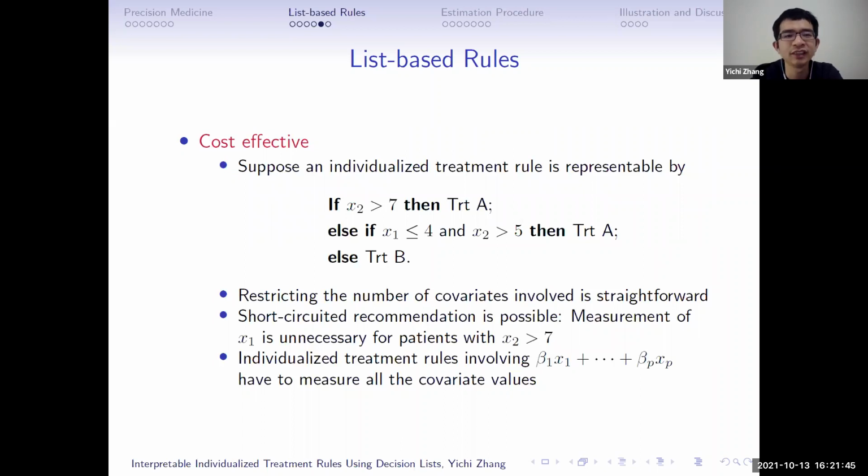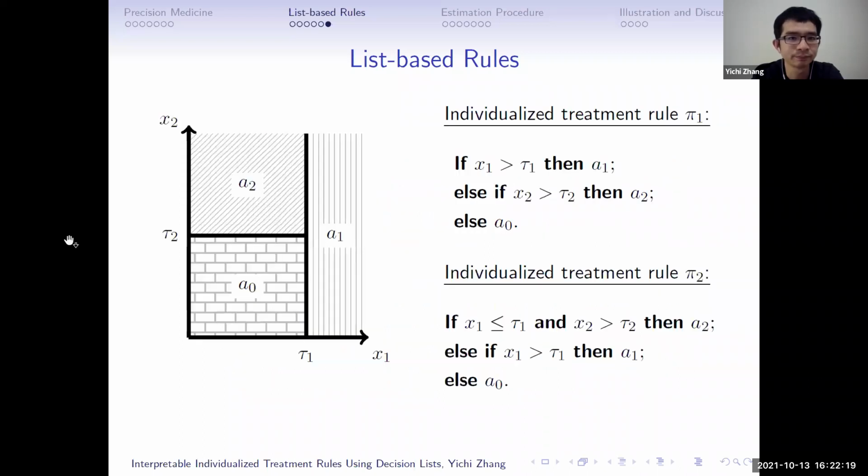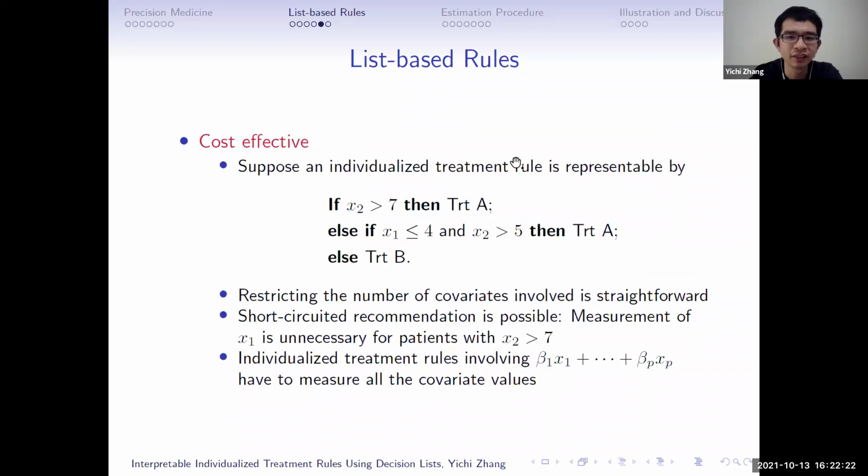A further attractive property of this list-based rule is that it provides a cost-effective rule in terms of implementing the rule in practice. For example, if we have a rule like this: if x2 is greater than 7, then recommend treatment A. Otherwise, if x1 is less than or equal to 4 and x2 is greater than 5, then recommend treatment A. Otherwise, we recommend treatment B. Then when we implement this rule, at the first stage, we only need x2. So we don't need the measurement for x1 if x2 is already greater than 7. So we can short-circuit the recommendation.